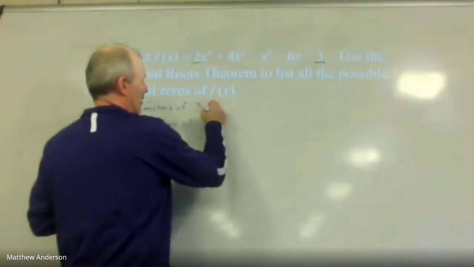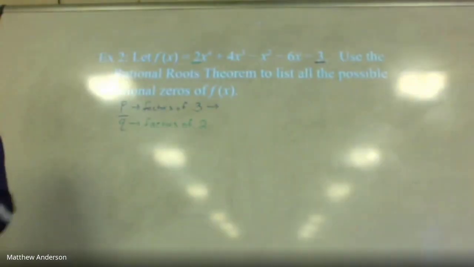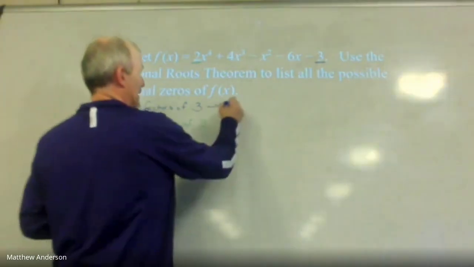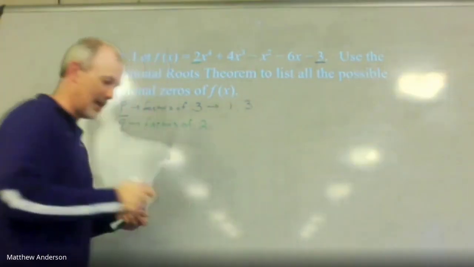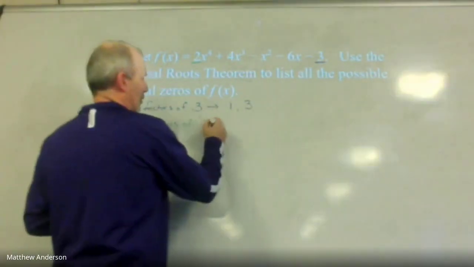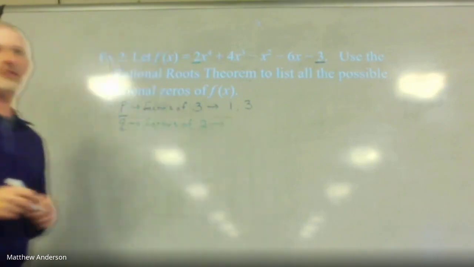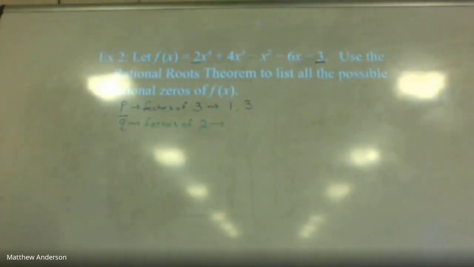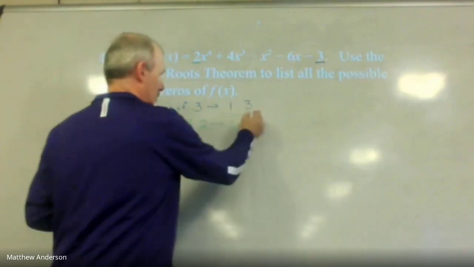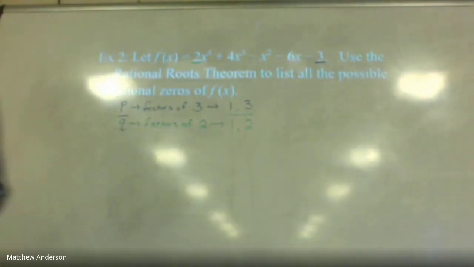So let's write down what are the factors of 3. What numbers divide into 3 evenly? 3 and 1, right? So 1 and 3. And I'm just going to write those down on the top. So those are the numbers that could be on the top of our fraction. And then we want to do the same thing on the bottom. What are the factors of 2? Just 1 and 2. So then what we have to do is we have to make all the fractions that have a numerator on the top of 1 or 3 and a denominator on the bottom of 1 or 2.